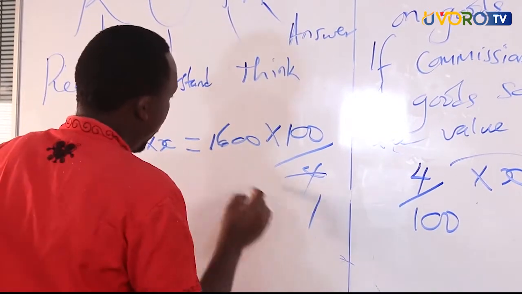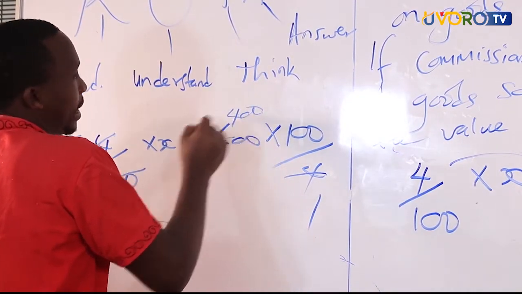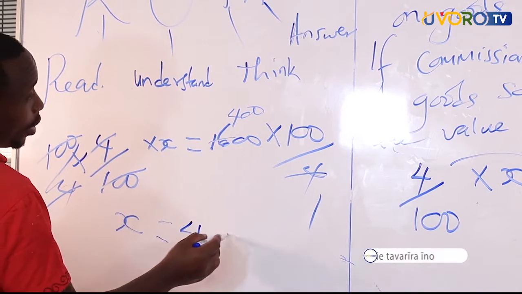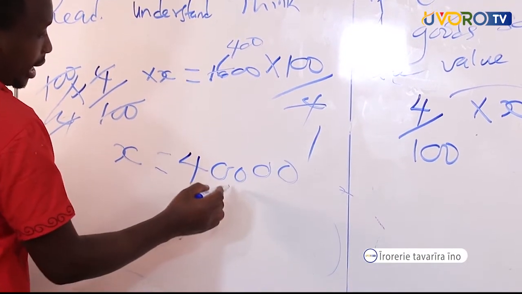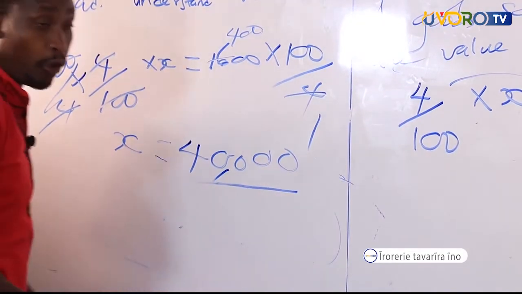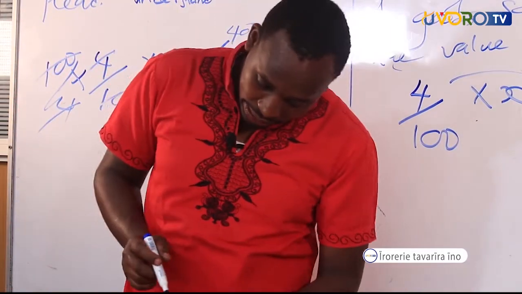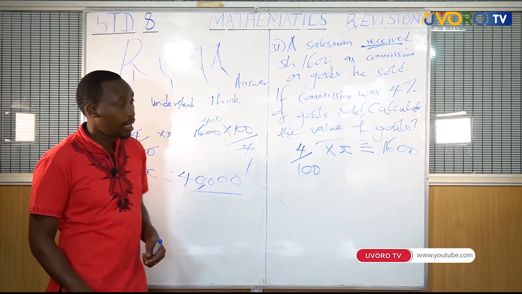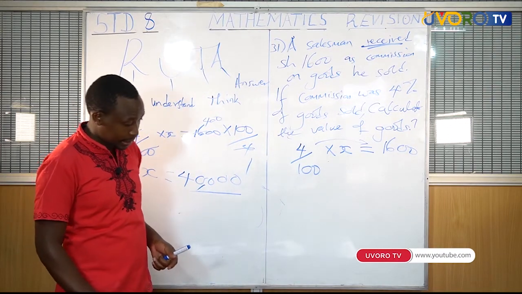1,600 by 4 by 100 over 4, that is 400. Now, what is 400 times 100? It is 4 zeros and 2 other zeros. That is 40,000. 40,000 is our answer to that question.